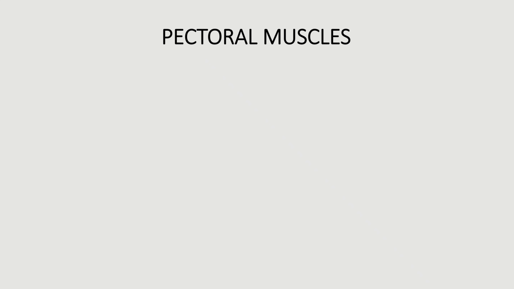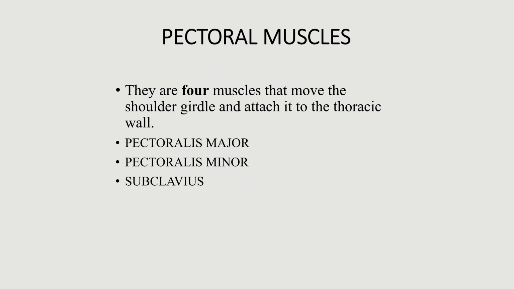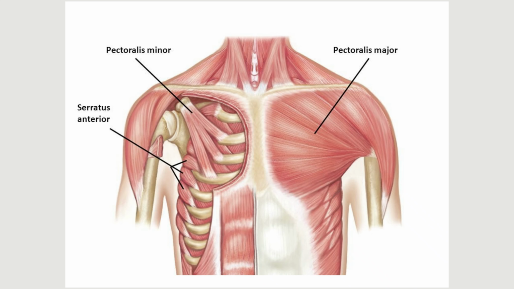Now coming to the pectoral muscles. There are 4 pectoral muscles and they are connecting the shoulder girdle to the thoracic wall and help in the movement of the shoulder girdle. The pectoral muscles are pectoralis major, the pectoralis minor, subclavius, as well as the serratus anterior. So in this diagram, we can see the pectoralis major, the pectoralis minor beneath it, and serratus anterior on the lateral side.